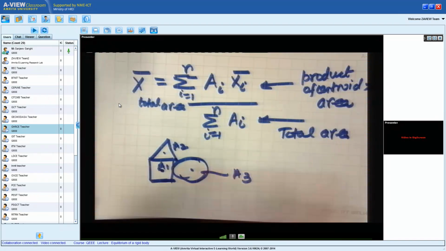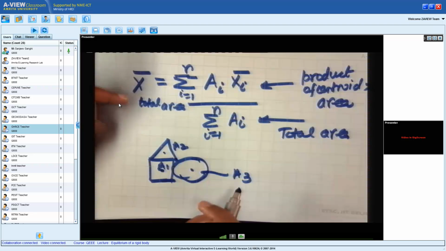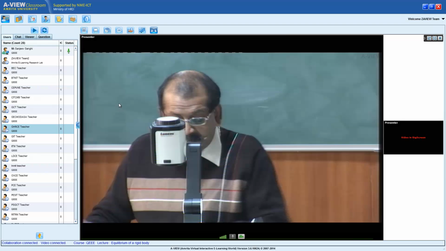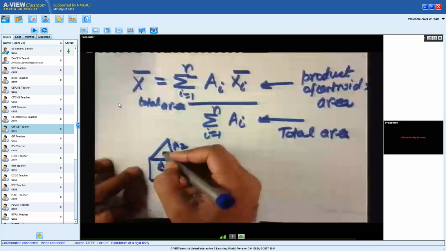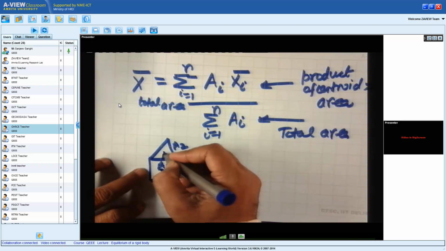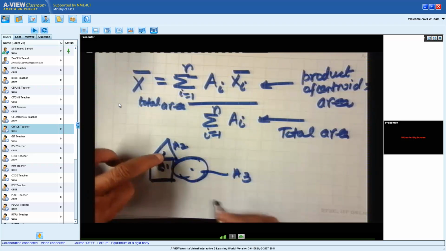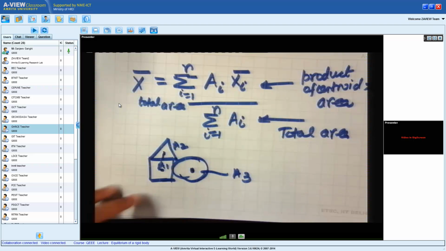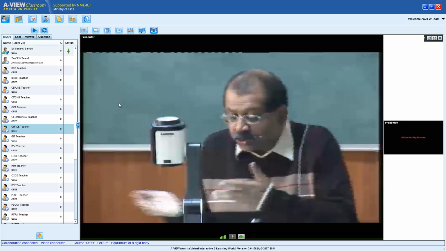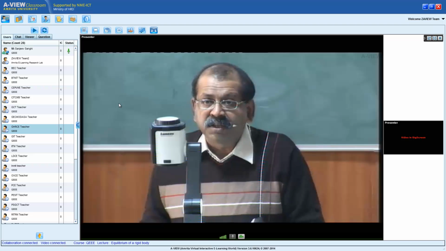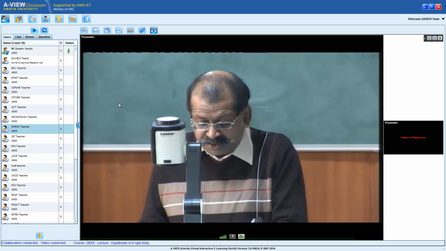Then this I can do for all components. I've written this for X, I can do this for Y, I can do this for Z. Now the centroid of this will be 1/3 from the base here. So I take the centroid here. The centroid of this is at the center, and then I work out the x component or the y component using formulas like this. So this is the formula for a centroid.